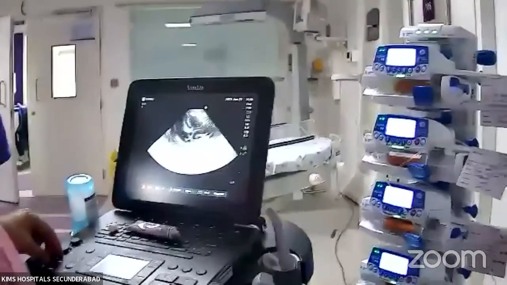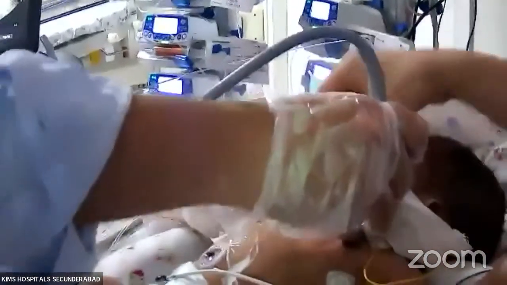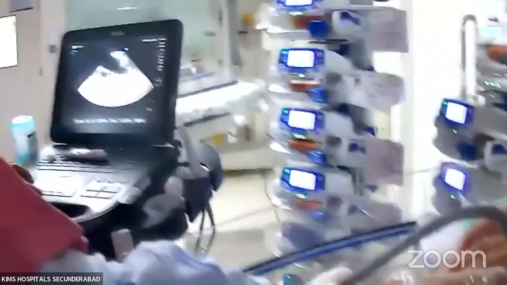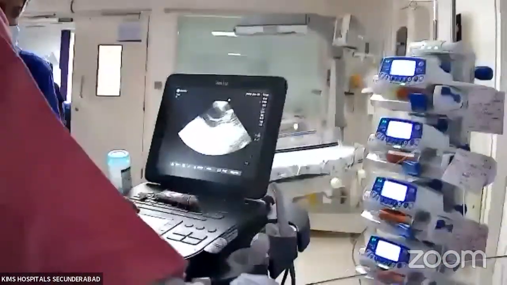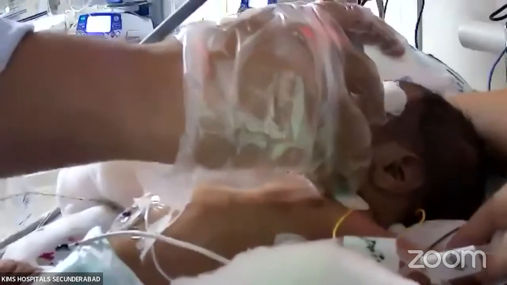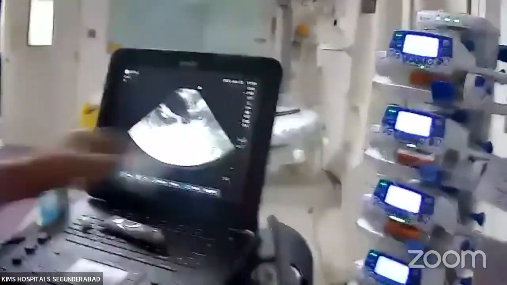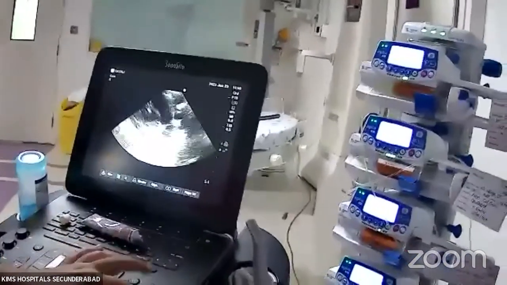See now, I think we're able to see it well. These are the main branches too. If you tilt a little bit, from the short axis, go up and make it vertical. You can see this is the LPA and this is the huge PDA.